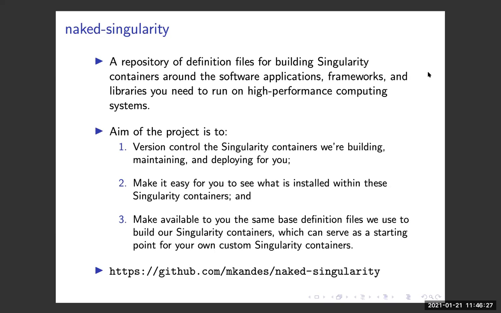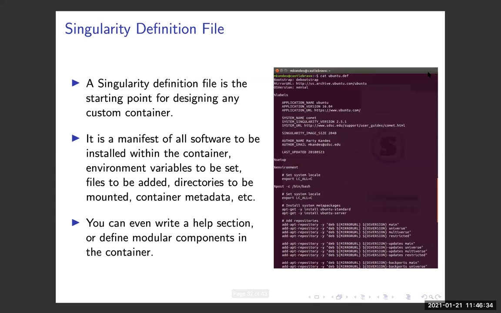One thing I will mention is, if you want to build Singularity containers, you need something called the definition file. This is sort of the manifest of everything that you want loaded into your container. You can see in this example, I'm doing a bunch of apt-get install commands. If you want to build a container from scratch, you have to write one of these definition files. This is where you put everything that you want installed in the container when you run that Singularity build command. This is how you specify it.